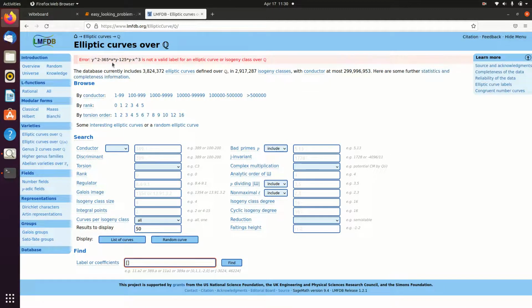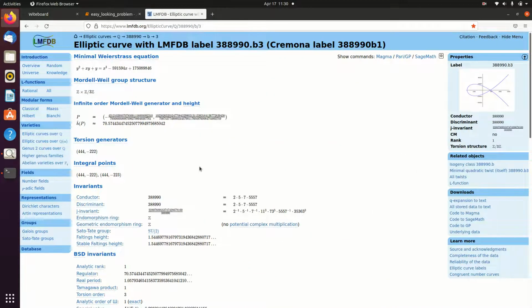So the coefficients should be A1, which would be the xy coefficient, minus 365. A2 would be 0. A3 should be, what do we have? We have a y, so A3 should be minus 125. And so we have A4. Do we have an x? No, actually. So A4 and A6 are 0, so that should hopefully be the curve. Let's see if that's it.